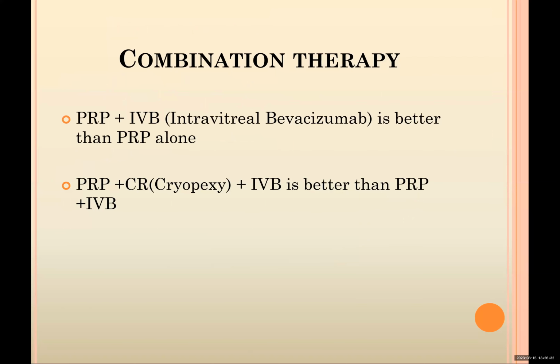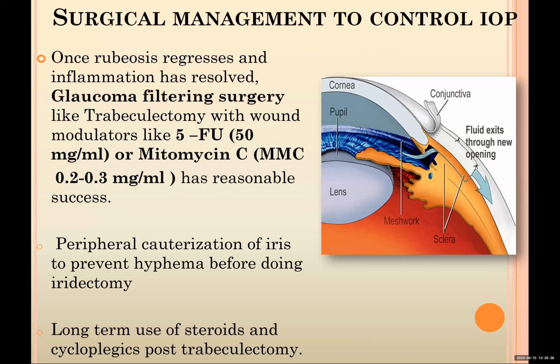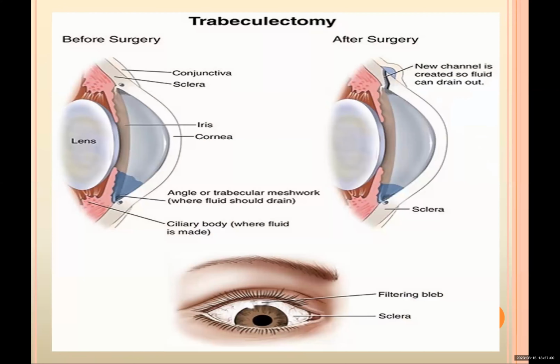Few combination therapies have been tried to date. Now onto the surgical management. Once the rubeosis regresses and the inflammation is resolved, glaucoma filtering surgery like trabeculectomy has been used. Trabeculectomy lowers the intraocular pressure by creating a fistula protected by a superficial scleral flap to allow aqueous outflow from the anterior chamber to the subtenon space. Along with this, we use antimetabolites like 5-fluorouracil or mitomycin, which has a reasonable success.